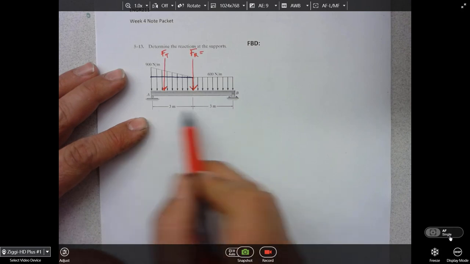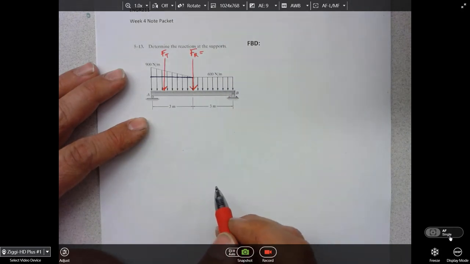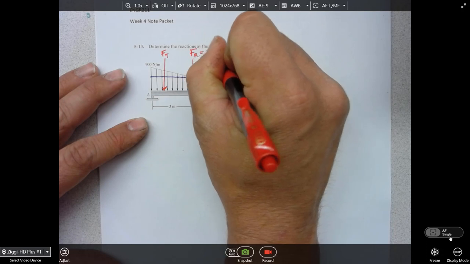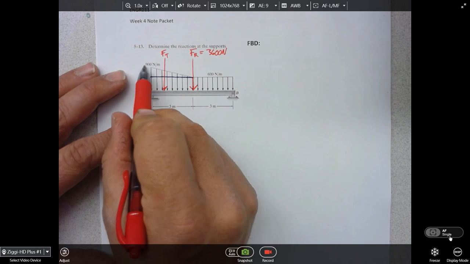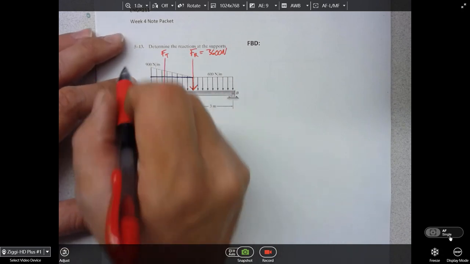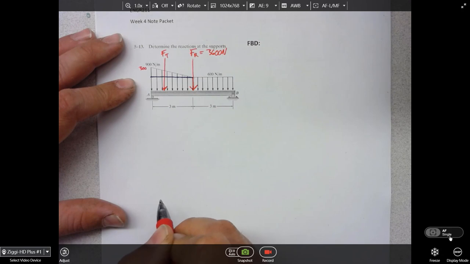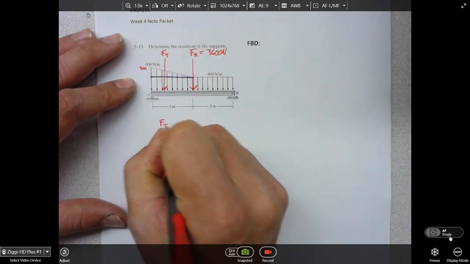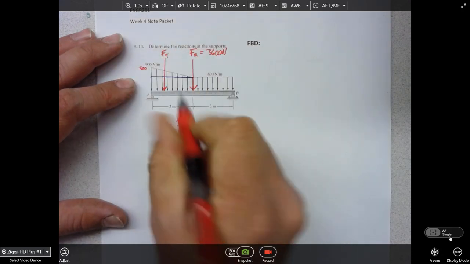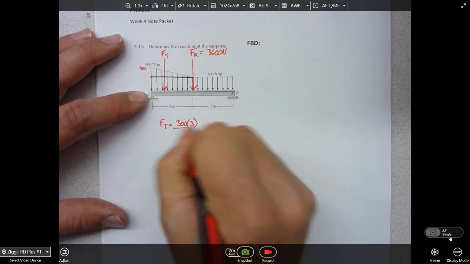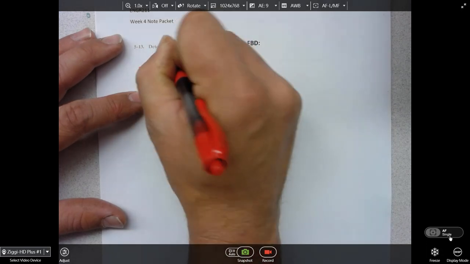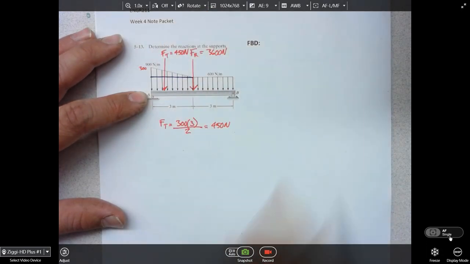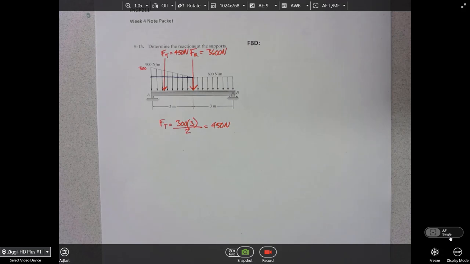Okay. So 6 meters times 600 newtons per meter would be 3,600 newtons right there. And let's see, 900 newton meters, but it's actually just 300. So the area for the force triangle is going to be 300 times 3, but then divided by 2. So I believe that's 450 newtons. Right? Everybody okay with this? Remember how we did that?